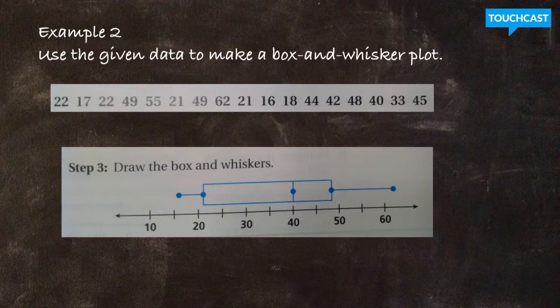So we draw a box around the first quartile, the median, and the third quartile, and we draw a line through where our median would be. And then from our smallest number, we draw a line over to our box, and we do the same thing from our biggest number. We draw a line over to our box. And that completes our box and whisker plot.